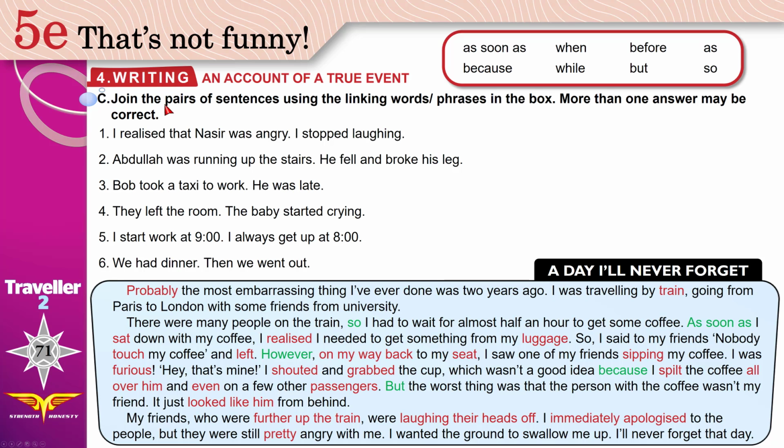C. Join the pairs of sentences using the linking words and phrases in the box. More than one answer may be correct. When you join, you make them one. You have two sentences, join them, make them one. More than one answer is correct, so maybe for the first one you can use this and this.